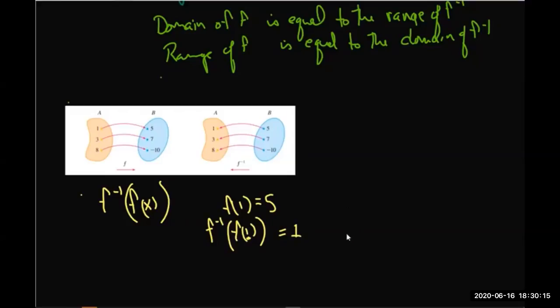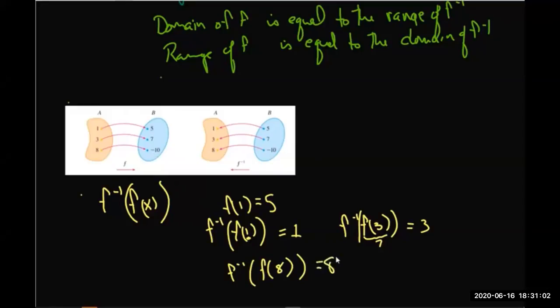Let's try it again. Suppose I do f inverse of f of 3. I'm putting 3, which is in the domain of f, into f, and I get out 7. Then I'm putting that into f inverse. Well, here's 7. It takes me back to 3. And let's do it with the next one. f inverse of f of 8. I put in 8, I get negative 10, and then f inverse takes negative 10 back to 8. So I get 8.